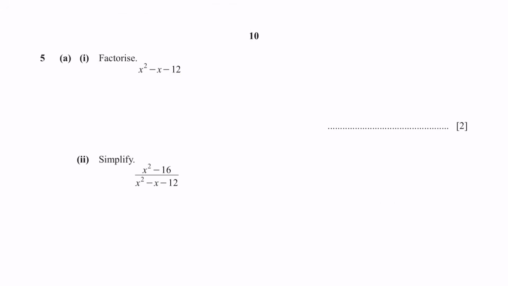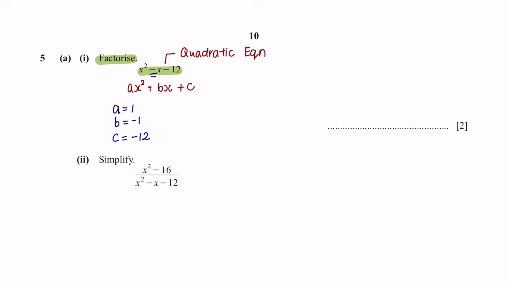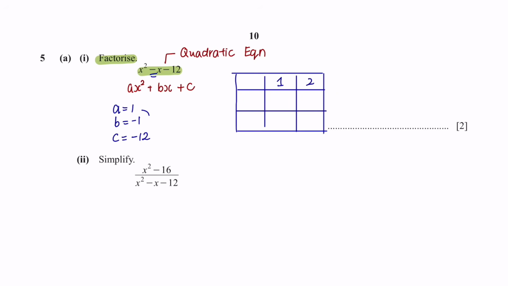Next, question 5 part 1. Factorize this equation. The equation here is a quadratic equation. Let's first identify a, b, and c. How I like to do this is we need to find a pair of numbers that adds up to -1 and multiplies to give -2.